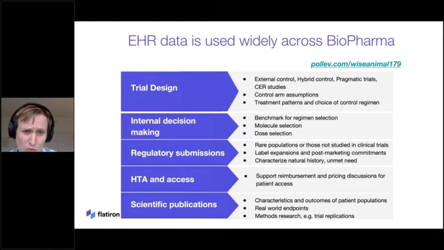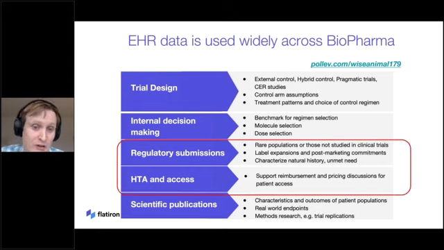Also helping to guide how regimens are selected, looking at similar compounds in EHRs for how dosing is conducted. Also for regulatory submissions, it allows you to characterize certain populations, unmet need, and the natural history of patients without, say, a certain treatment that might be under investigation.